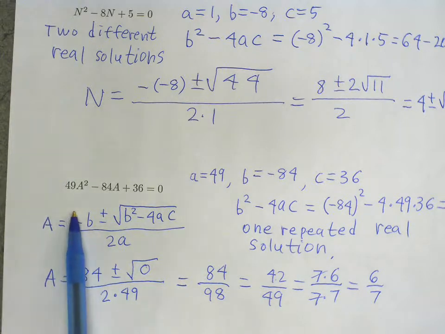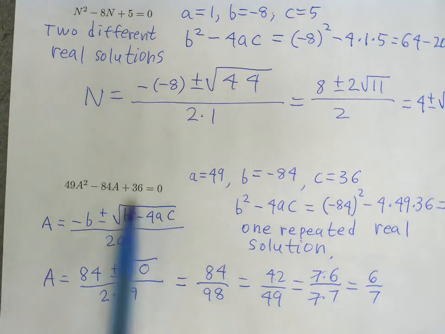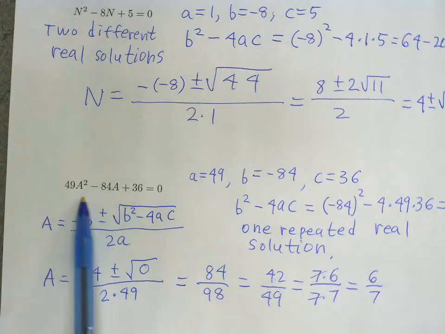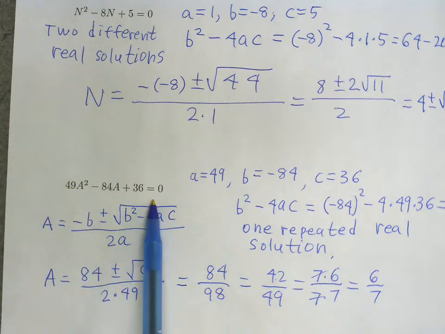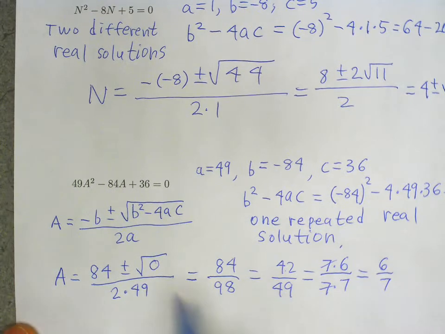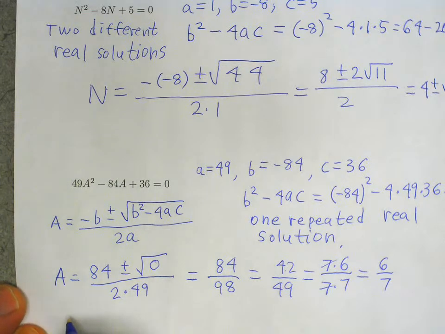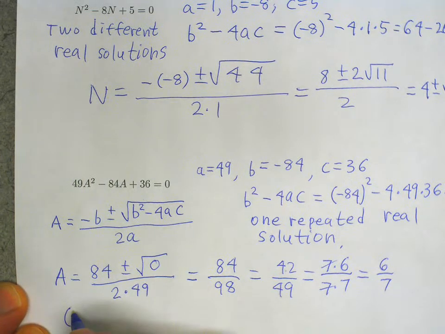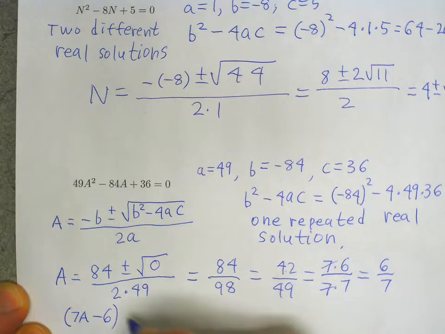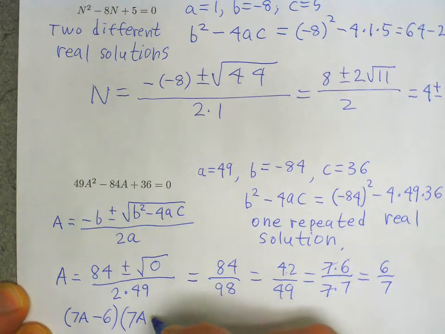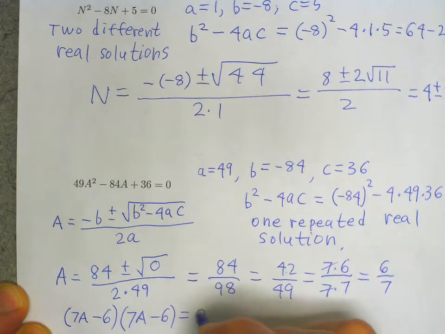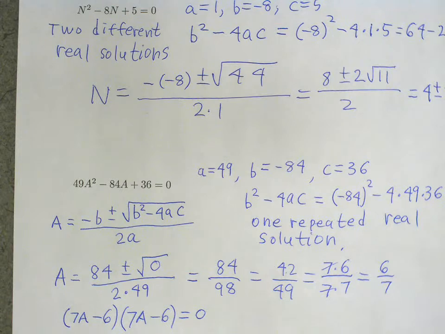This equation could also be solved by factoring. It turns out that this is a perfect square trinomial. So I'll just write down what the two factors are. The two factors are identical since it's a perfect square trinomial. So one factor is 7a minus 6. And the other one is the same, 7a minus 6. And you can verify by multiplying those two binomials that it's equal to the original trinomial.